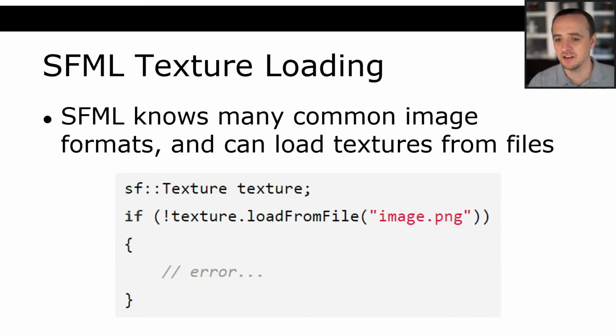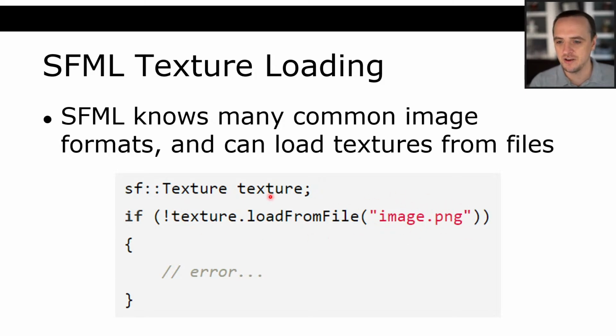So SFML does all of that stuff for us, and it's so nice. SFML knows many common image formats, and it can load textures from files. It's excellent. It's good enough for this course, okay? So how do we do that? Well, we can call sf::Texture. So SFML texture, we give that a variable name, so that's texture. Then texture has a function called loadFromFile. And we can call loadFromFile on an image file.